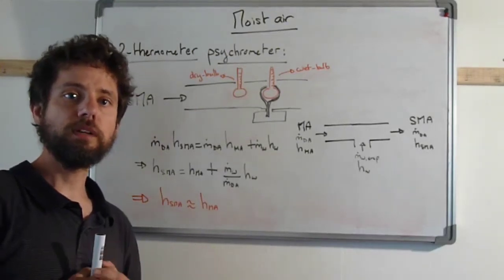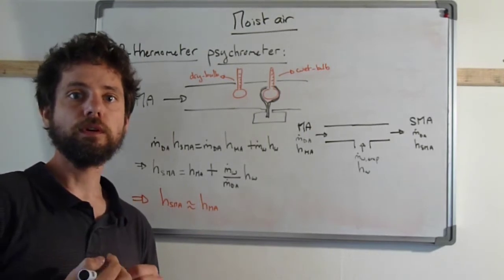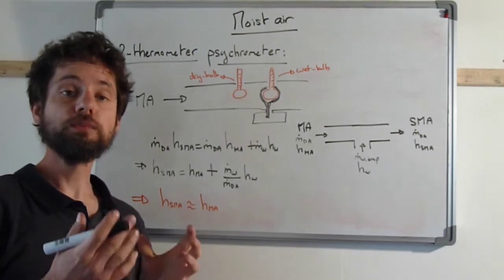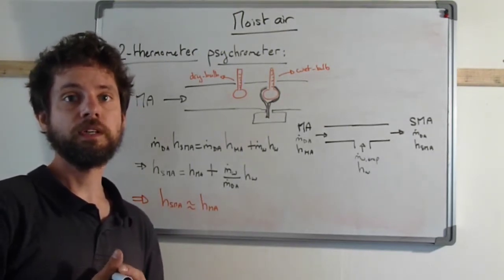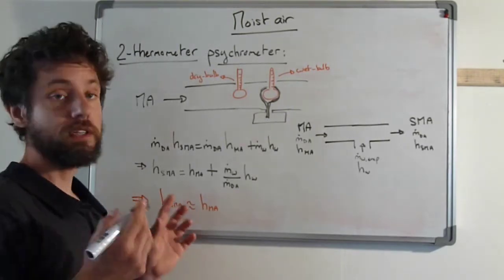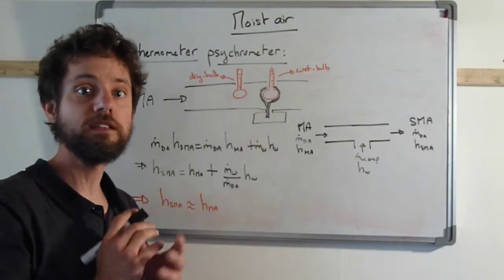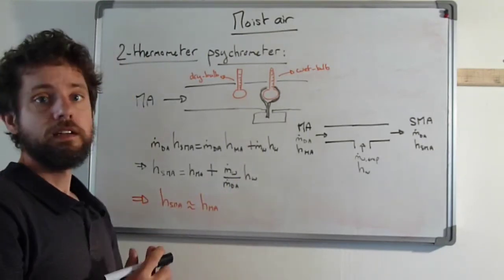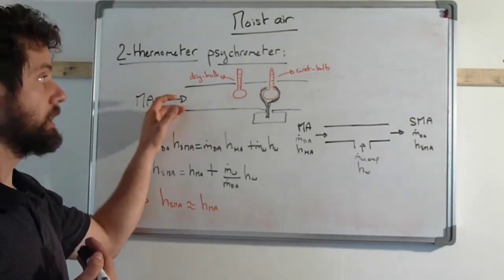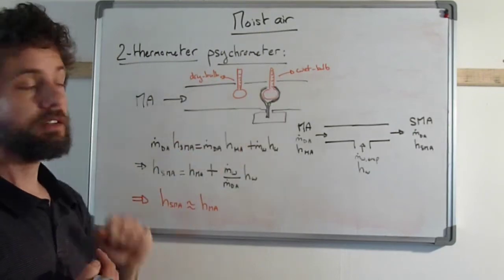The dry bulb and the wet bulb temperatures directly refer to methods of measuring the humidity of a given moist air. So this method is called the two-thermometer psychrometer. Psychrometer just means measuring the humidity content. In this method, we take a given moist air and this moist air will go around two thermometers.